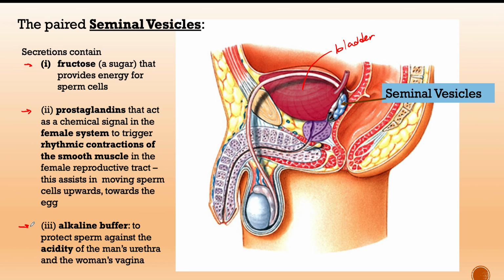All of our glands down here in the male have the alkaline buffer. The alkaline buffer is to protect the sperm against the acidity of the woman's vagina. Also, the inside of the urethra itself is a little bit inhospitable to sperm. And so this buffer basically helps the sperm to survive on its passage up towards the egg. So the seminal vesicles, these little guys up here, have lots of big jobs to do.